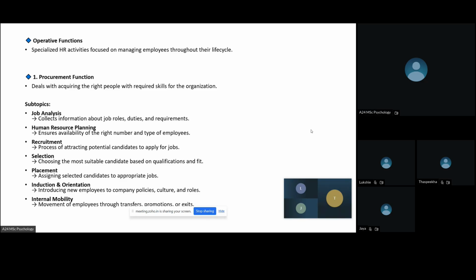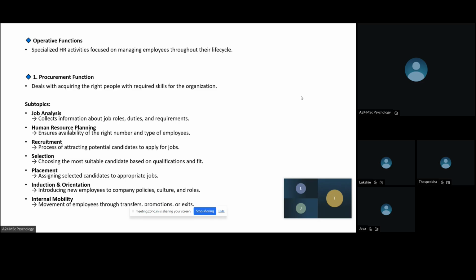And then internal mobility. Does the procurement function just end with placing a candidate and making sure that they are being trained? No, it does not end there. There is something else called internal mobility. If that person wants to move from this team to another team within the same company, or if they want to get promoted in the same team, or if they even want to exit the company at one point, then this also needs to be done, and that all comes under the procurement function.